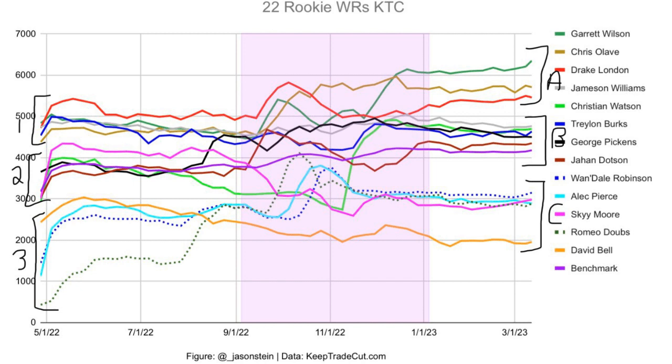For Group B, there's question marks. So this is Jameson Williams, Christian Watson, Treylon Burks, George Pickens, and Jahan Dotson. There's question marks there, but they're not priced poorly. So these guys, there's still hope. If they can show it on the field, I have no doubt that they'll be able to see some price appreciation from these guys because they still hold some of that value.